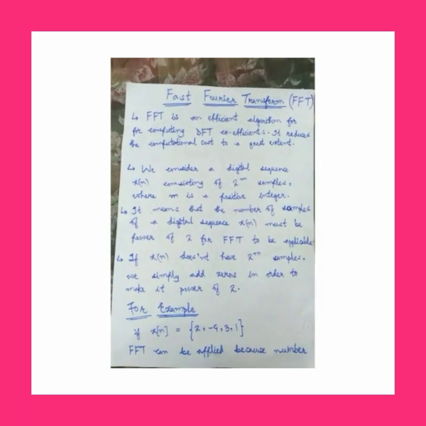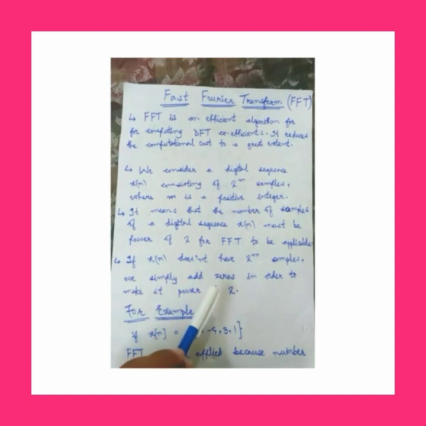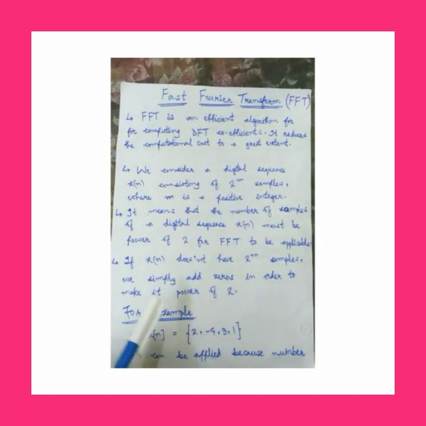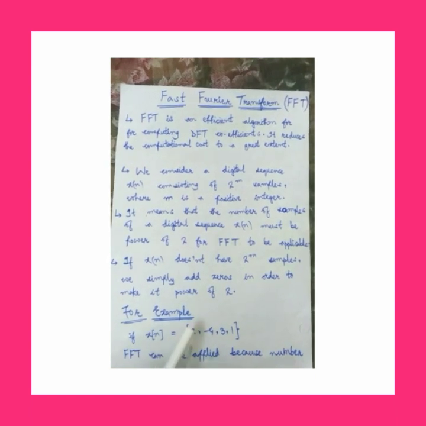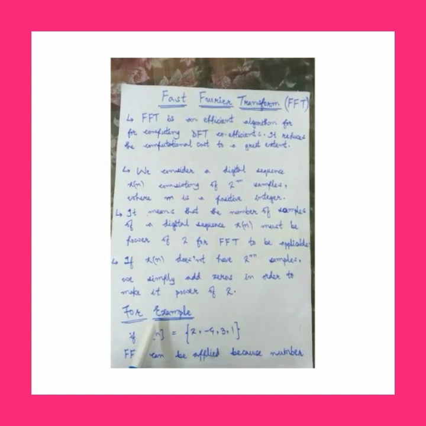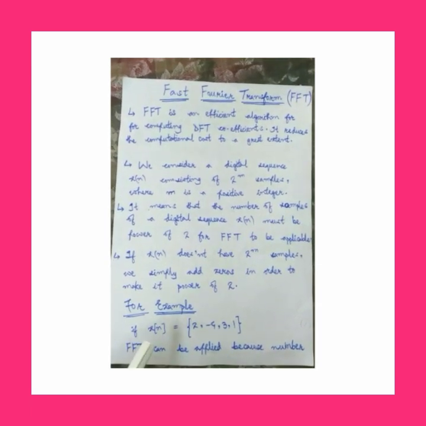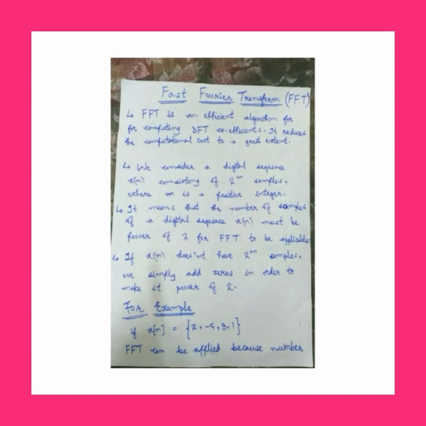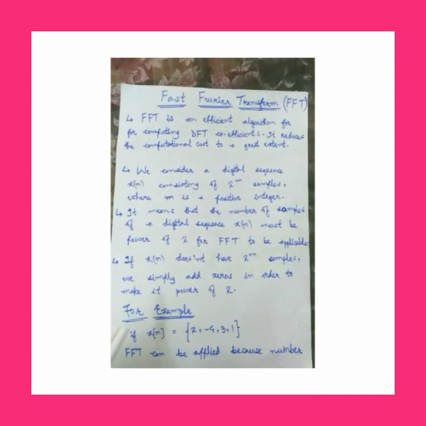If x[n] doesn't have 2 raised to power m samples, we simply add zeros in order to make it a power of 2. For example, if x[n] is equal to 2, -4, 3 and 1, as you can see, N is 4 in this case, and 4 means 2 raised to power 2. So we can apply FFT on this sequence.